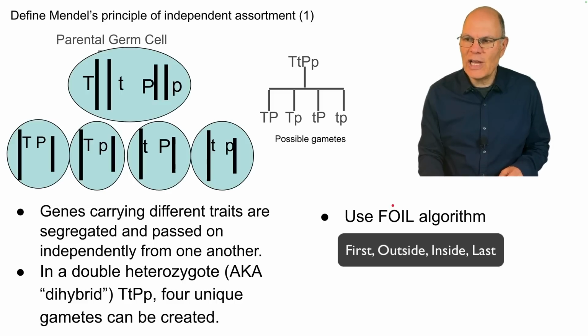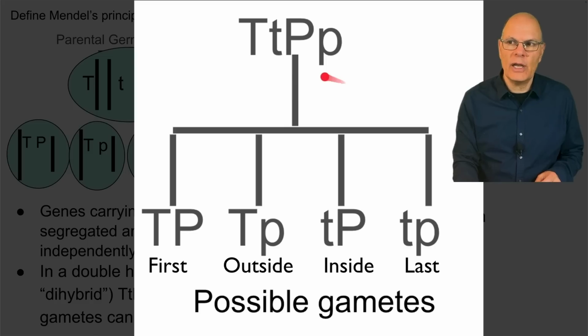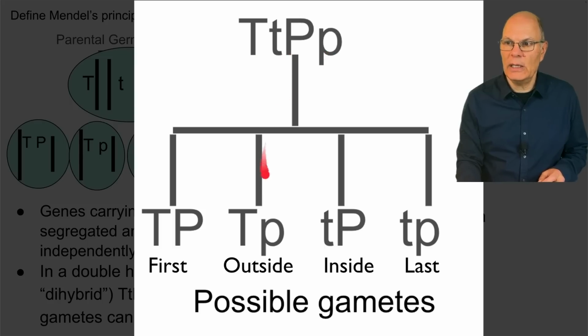First, outside, inside, last. So you think about this and you think about the gene pair. You take the first one, big T, big P. You take the outside one, big T, little p, that's over here. Then you take the inside one, little t, big P, that's over here. And then the last one, little t, little p.